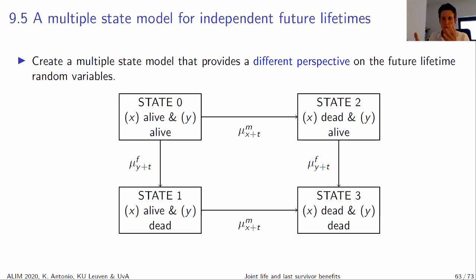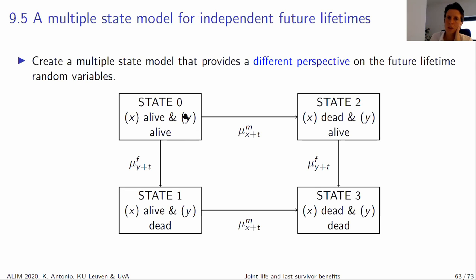So why do we make the connection with multi-state models? Because you can, in fact, look at these joint life products in a multi-state setting, and you can say, well, in state 0, both partners are alive. In state 1, X is alive, but Y died. State 2, X died, Y is alive. State 3, they both died. And these are the possible transitions here.